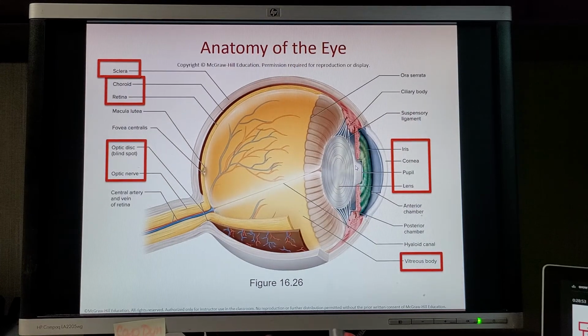Eyeball parts. So some of this you actually do label on the test. It must be on the study guide. I need to make sure this is labeled on the slide, though.